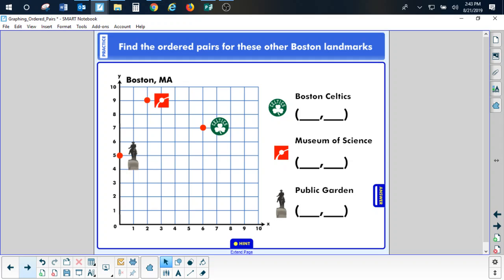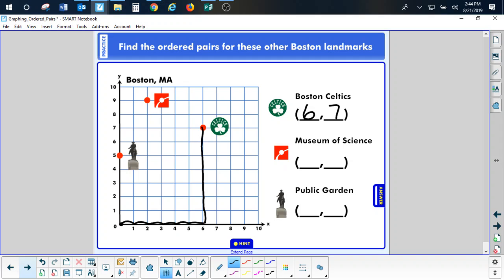All right, so in order to get to the Boston Celtics, we are starting at the origin again. So we're starting at the point 0, 0, and I have to move over 1, 2, 3, 4, 5, 6 units to the right, and I would have to move up 1, 2, 3, 4, 5, 6, 7 units up. So the Boston Celtics point is a coordinate pair 6, 7.